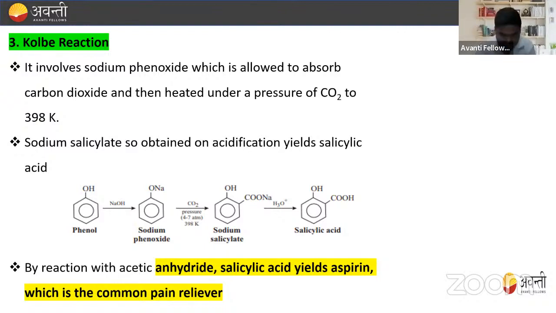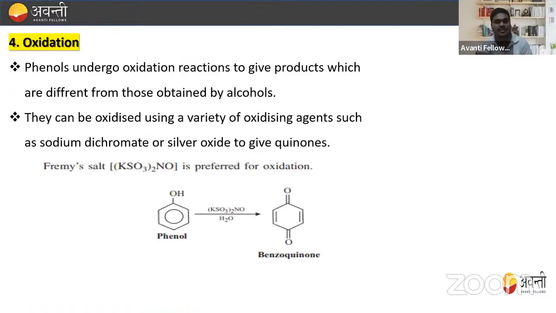Remember this, by treating salicylic acid, that is OH and COOH, right? So when salicylic acid is treated with acetic anhydride, they will give aspirin. It is commonly a pain reliever, right?